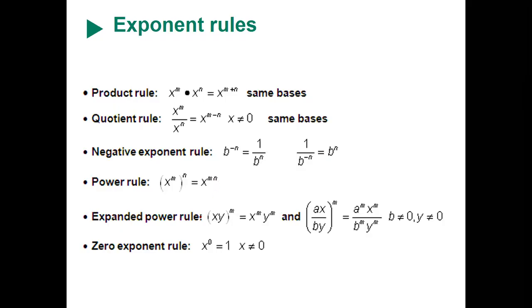And expanded power rule, that means you're distributing the power to each factor. So you distribute the power to each factor, and it also applies for division. You distribute the power to every factor. And then the 0 exponent rule: anything to the 0 power is 1. Do these look familiar? Sound familiar?